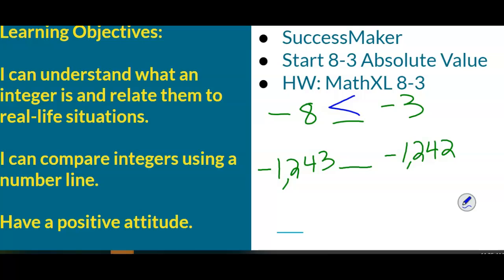Okay, -1,243 compared to -1,242. What do we have? Elian. Less than symbol. That is the correct answer. Okay. -1,242 is farther right on the number line, or it's closer to 0. Talking about negatives. Are we good with that?